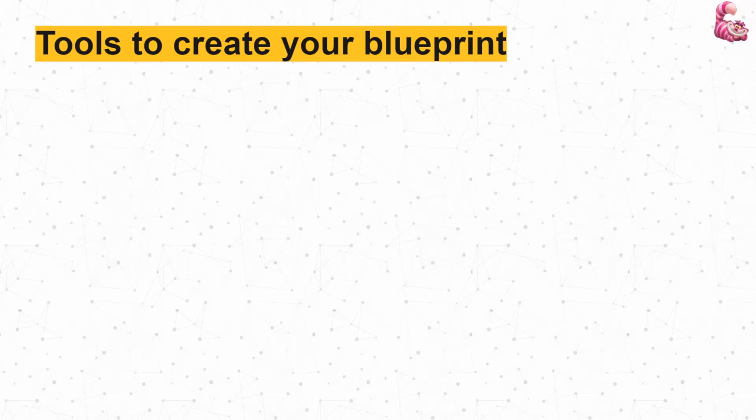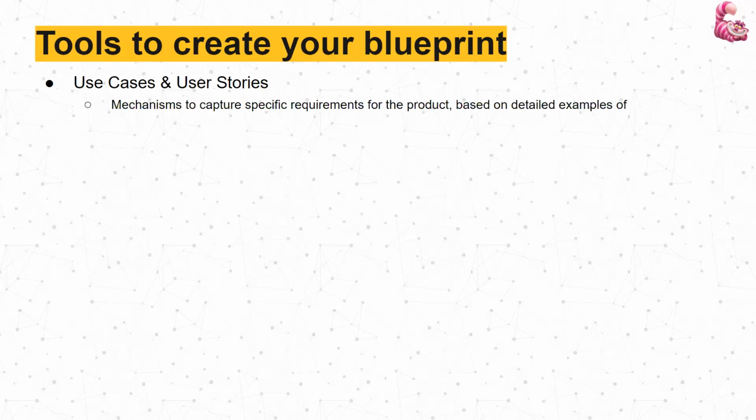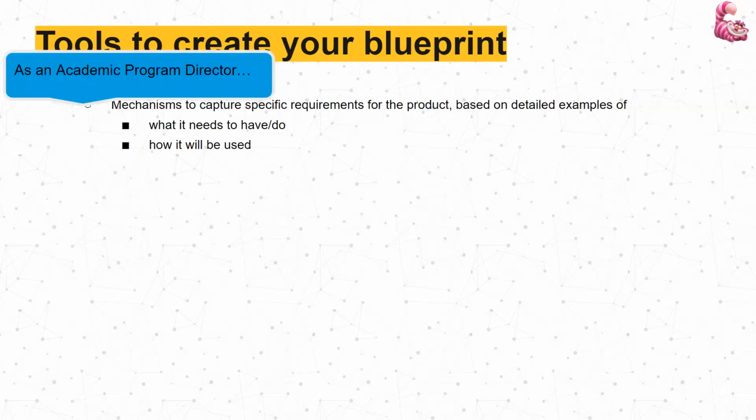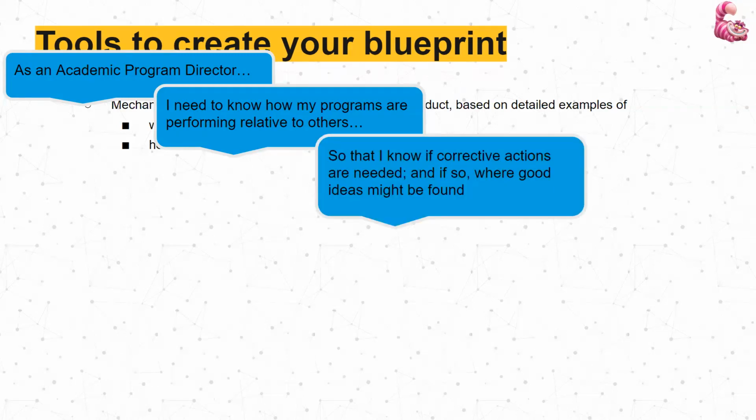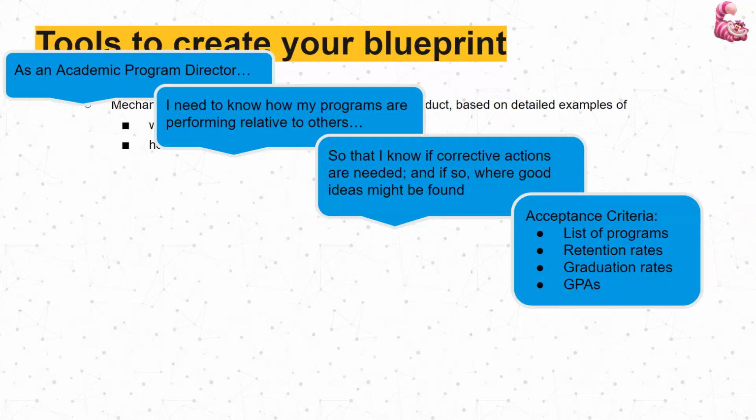Some tools to help you create your blueprint. Use cases and user stories. What are they? Mechanisms to capture specific requirements for the product based on detailed examples of what it needs to have or do, how it will be used. Here's some examples quickly. As an academic program director, I need to know how my programs are performing relative to others so that I know if corrective actions are needed, and if so, where good ideas may be found. And some acceptance criteria: provide them with a list of programs, retention rates, graduation rates, GPAs.